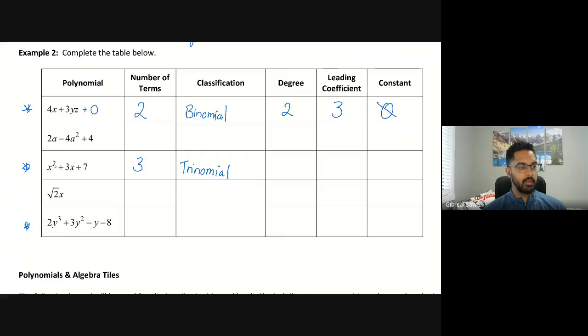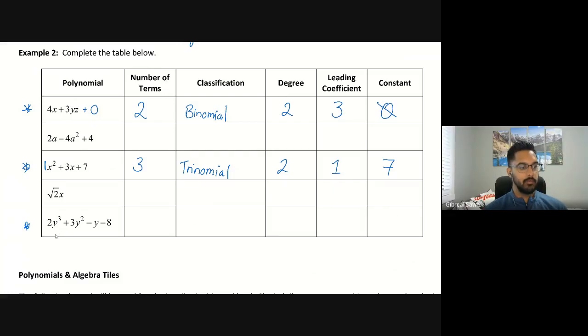Number of terms for this third one, there are 3, which makes this a trinomial. Degree of it, again, you're looking for the highest exponent power, so that's going to be 2. Degree 2. Leading coefficient of 1, in front of that x squared, there is a 1 sitting there. So there's our leading coefficient. Constant here, 7.